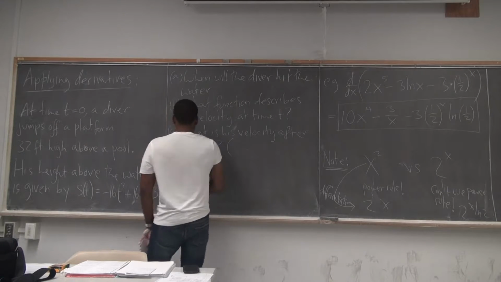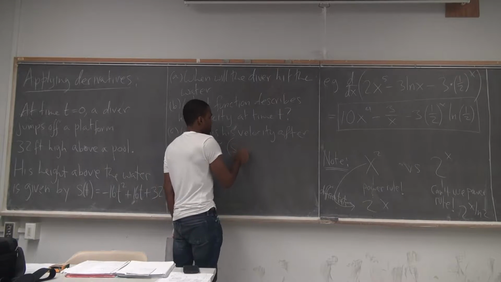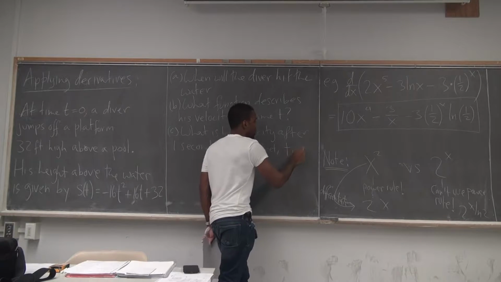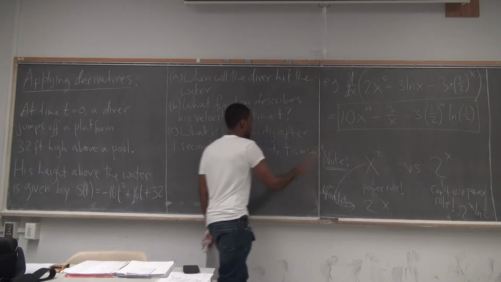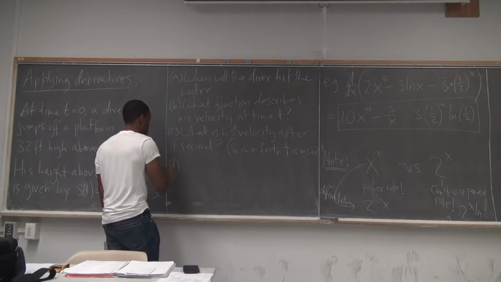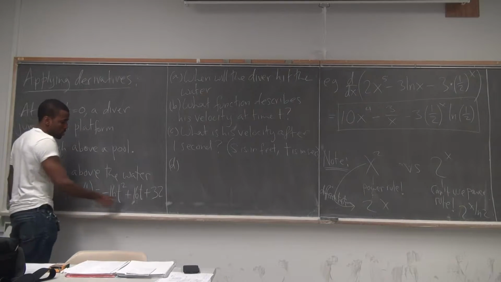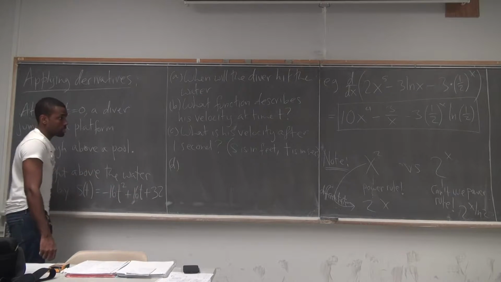I didn't tell you what the units were. S is in feet, t is in seconds. Should have mentioned that earlier, but that's it. So this describes his height, where S tells you the number of feet he is above the water, and t is the time in seconds.